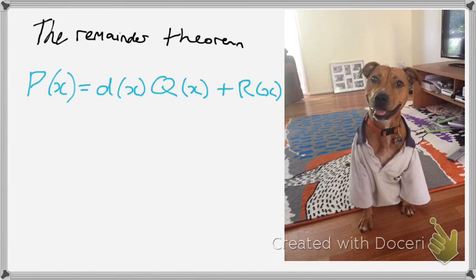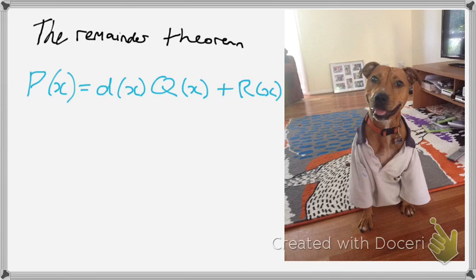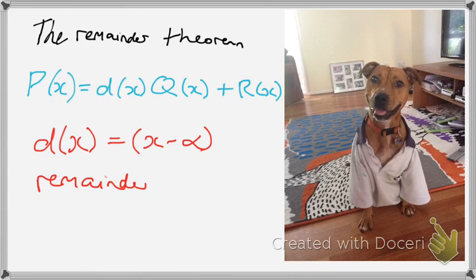So if I go back, in this example, my remainder was minus 3, my divisor was x minus 1, and this thing here was my polynomial. So the remainder theorem says that when I divide by something of the form x minus alpha, then the remainder is always equal to p evaluated at alpha.